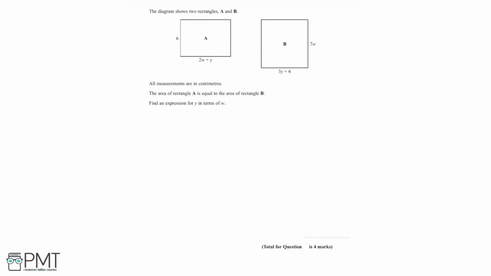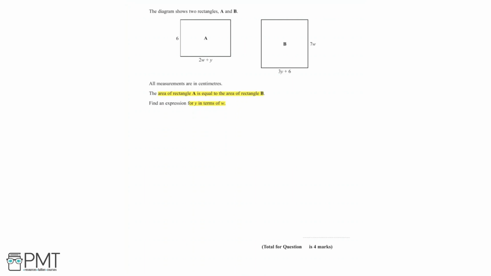In this question, we're given two rectangles A and B. All measurements are in centimetres. We're told that the area of rectangle A is equal to the area of rectangle B, and we need to find an expression for y in terms of w.